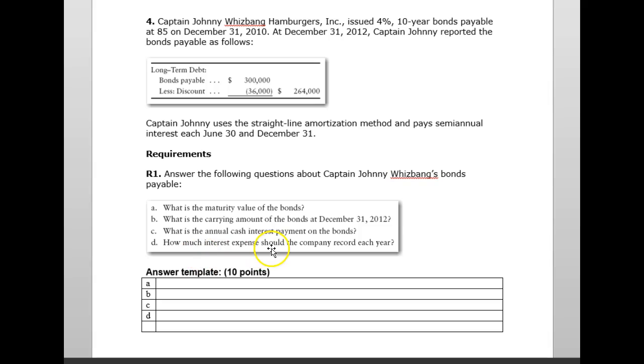And then they ask the annual interest payment on the bond. Well, you have 300,000 times 4%. That's going to be your yearly. If it were semi-annually, you would divide that in half, right?